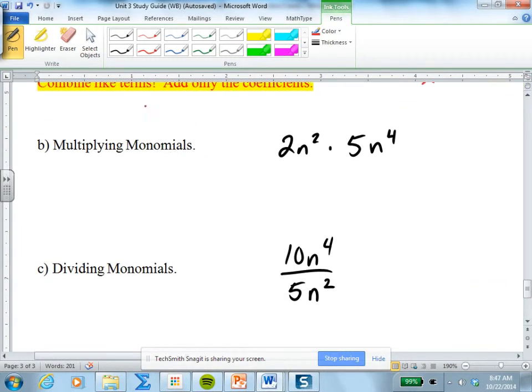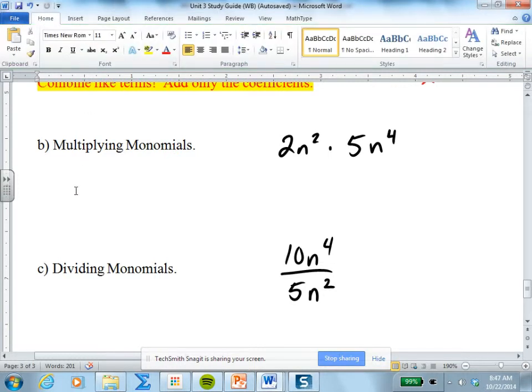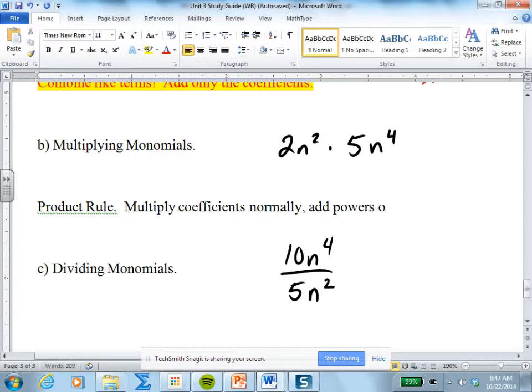Okay? Multiplying monomials. What is the rule for multiplying monomials? Which one do we use? Add the powers of like bases. Yep. And what is the title of that rule? Product rule. I thought it was add the powers of bases and multiply everything else. Yep. Multiply coefficients normally. Add powers of like bases.